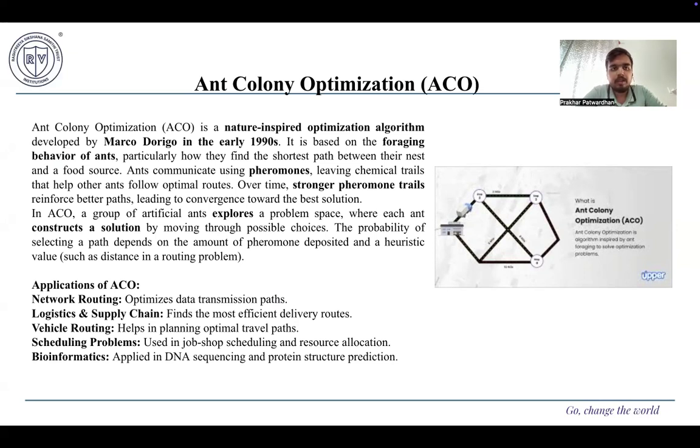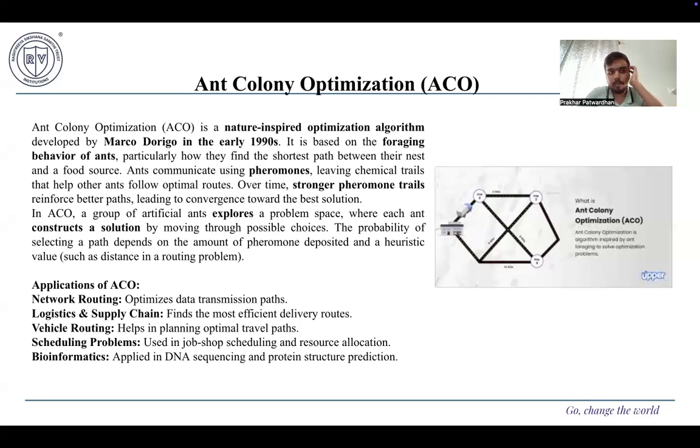Ants communicate using pheromones, leaving chemical trails that help other ants follow the optimal route. So basically there is a main ant which leaves the chemical so that other ants can follow the same path to reach the particular goal. Over time, stronger pheromone trails reinforce better paths, leading to convergence towards the best solution.